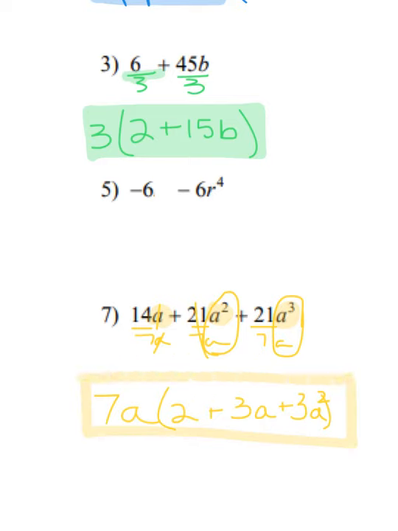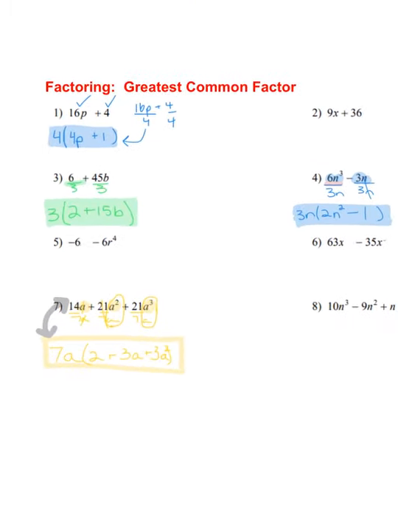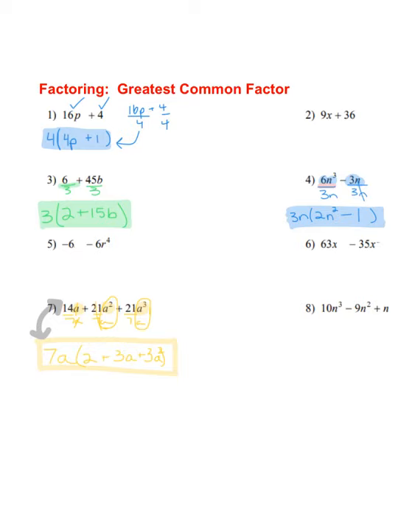This answer is called factoring, and it's using greatest common factor. These two things are exactly the same, it's just a different format of how you write it. You're undistributing, taking out that multiple number.